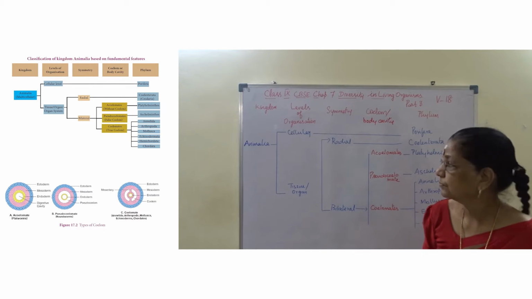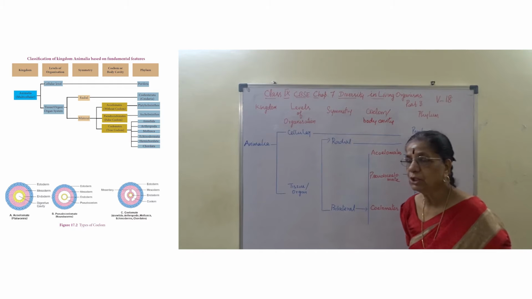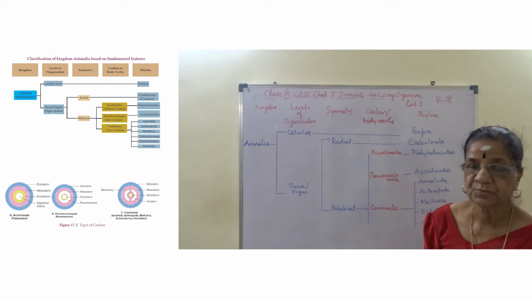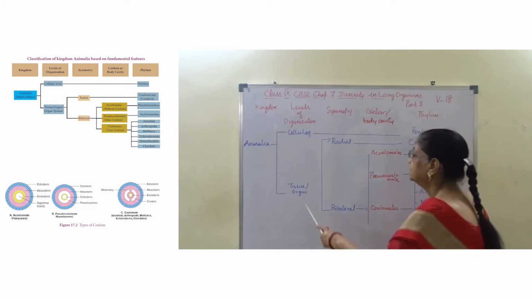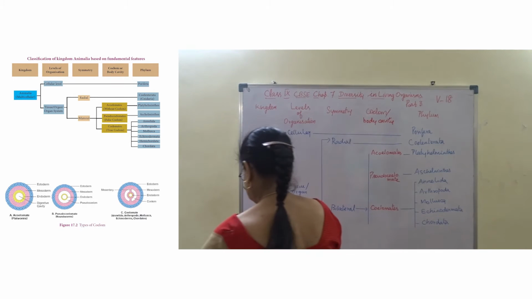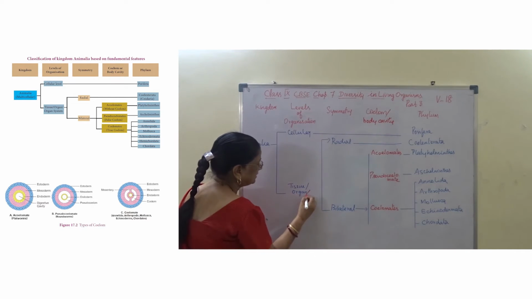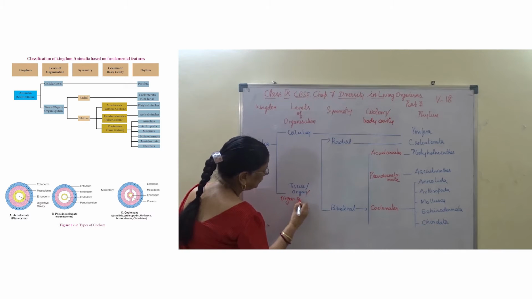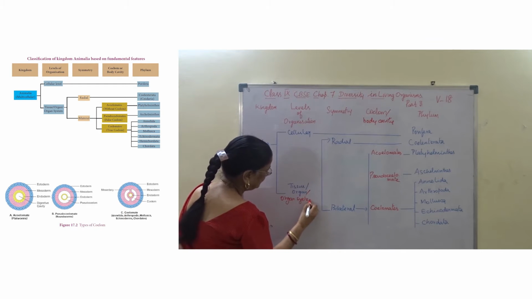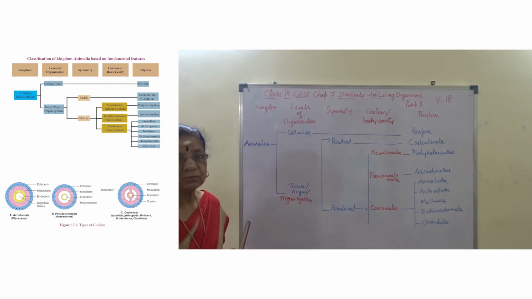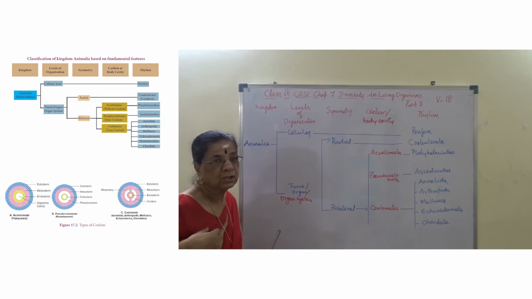Are you clear? So first, cellular, it is unicellular organisms. And then another one is multicellular, as tissue, organ and organ system. Animals are classified like this. What are they? Tissue, organ and organ system.